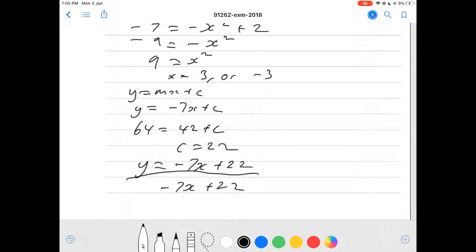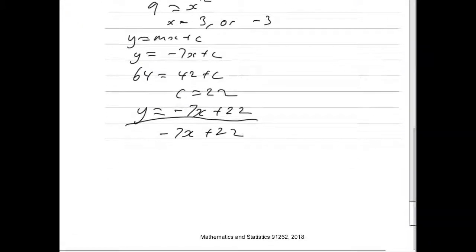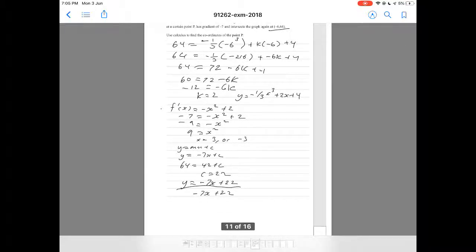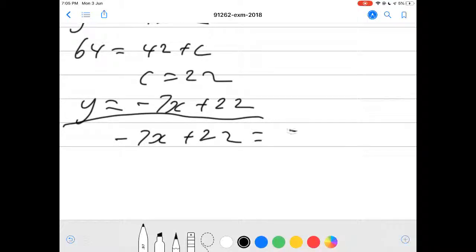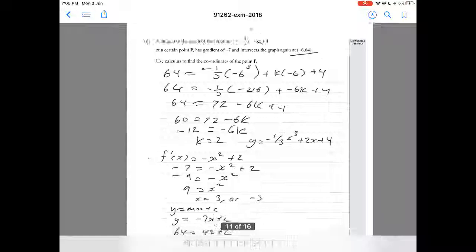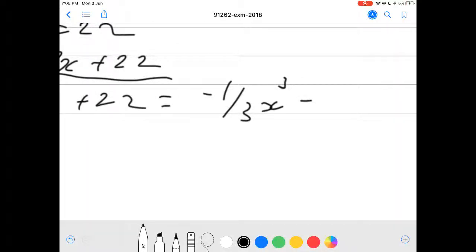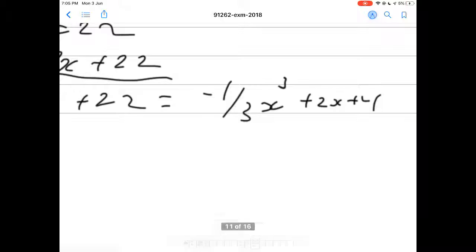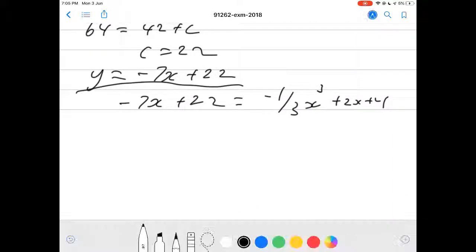Negative 7x plus 22 is equal to our function, negative a third of x cubed plus kx plus 4, and we found that k is 2, so plus 2x plus 4. Then we'll solve this equation, so we'll say 0 equals to negative a third of x cubed plus 9x minus 18. We plug this into our graphics calculator.